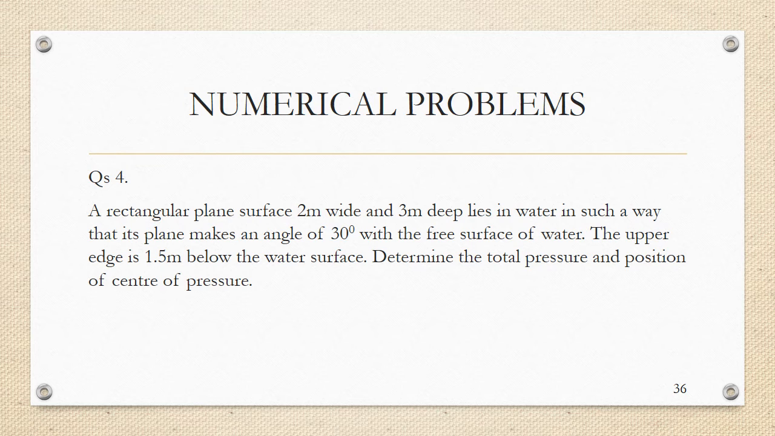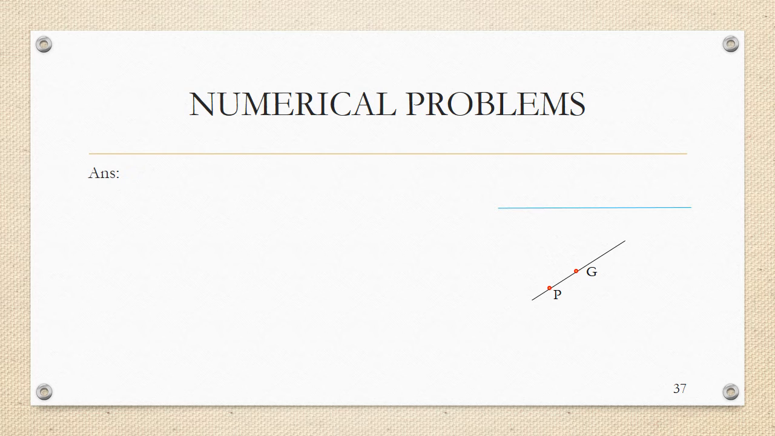So let us first draw the figure. The angle is given. It's an inclined plane surface submerged in liquid. So this is the figure. Now why I have drawn it like this is because it is said that the upper edge is 1.5 meters below the free surface, and so the upper edge does not touch the free surface. So this is the top view of that particular rectangular plate of dimensions 2 meter width and 3 meter depth. And this is the center of pressure and center of gravity for the plate.